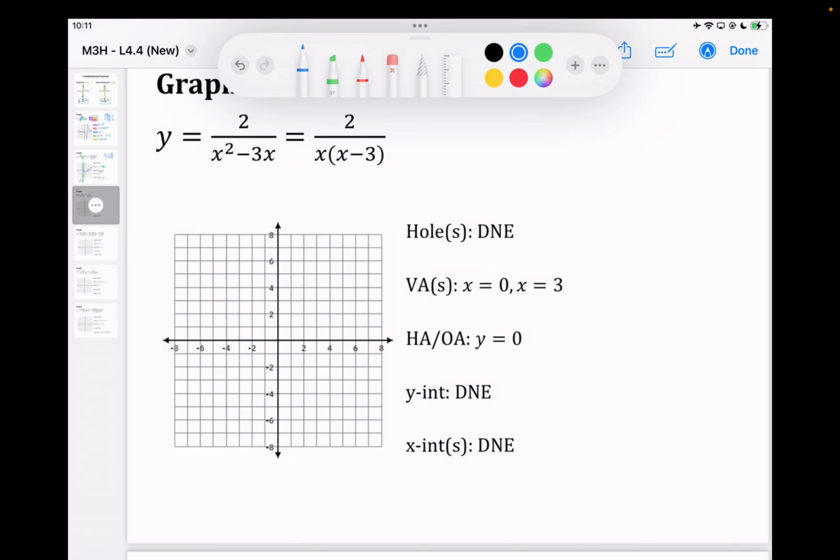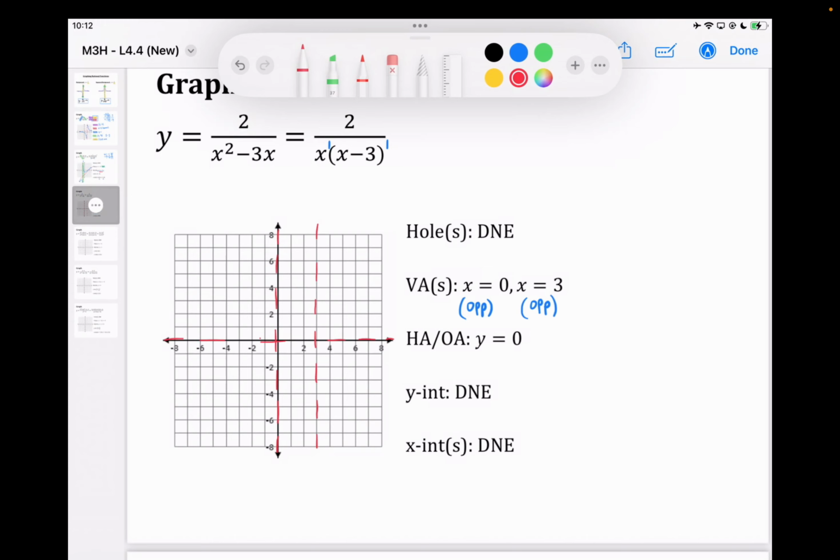So x equals 0 came from the factor x, and because it has an odd multiplicity, the arrows will go opposite direction. X equals 3 came from x minus 3, which also has an odd multiplicity, so the arrows will also go opposite direction for that asymptote. Now, this one's really interesting because if I graph my vertical asymptote at x equals 0 and x equals 3, and then also at y equals 0 for my horizontal asymptote, that's all I have.